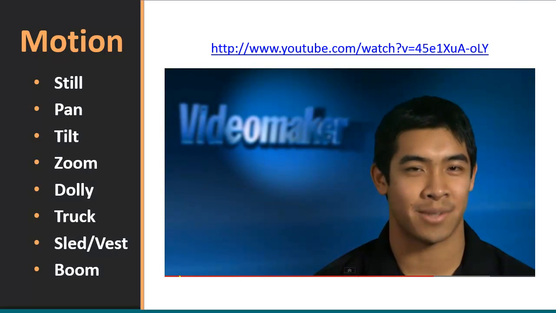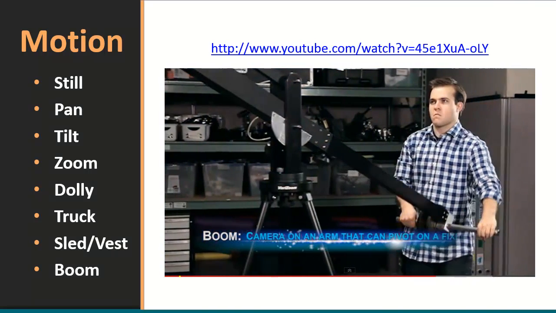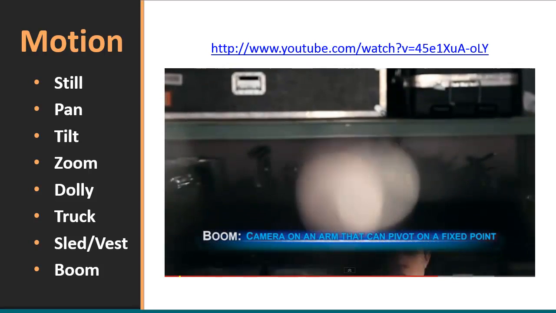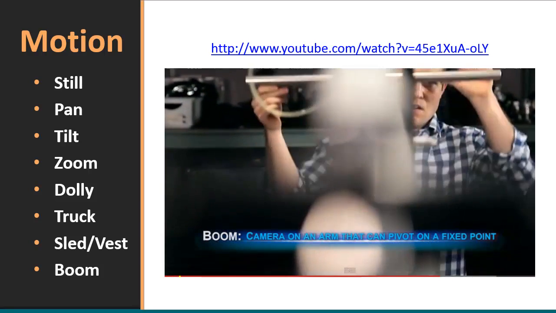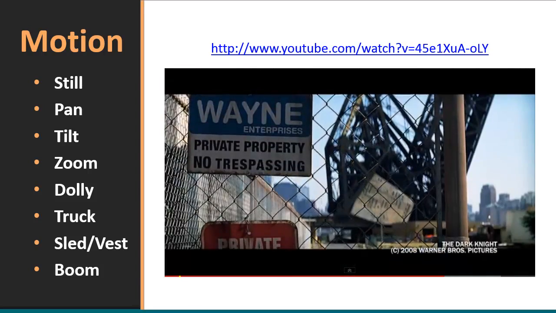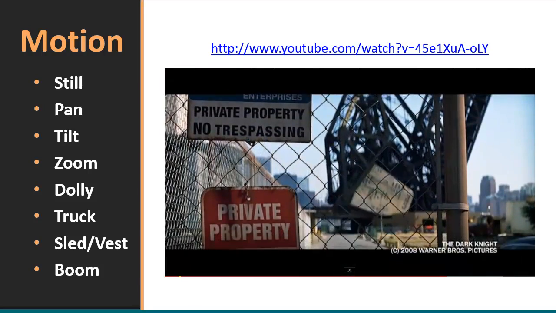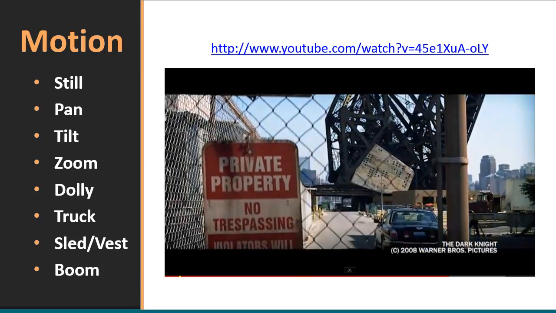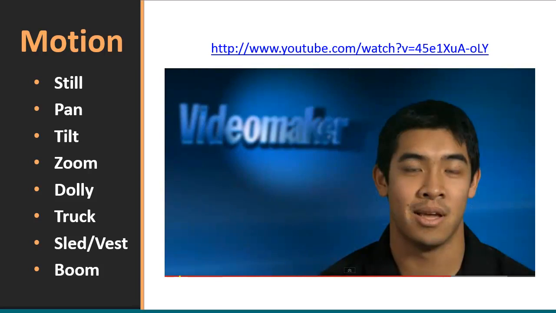Another popular camera move is the boom. A boom is a device consisting of a camera that is attached to an arm that can pivot on a fixed point through space. This movement is useful for many of the same reasons as a tilt or pan, like this clip from The Dark Knight shows.